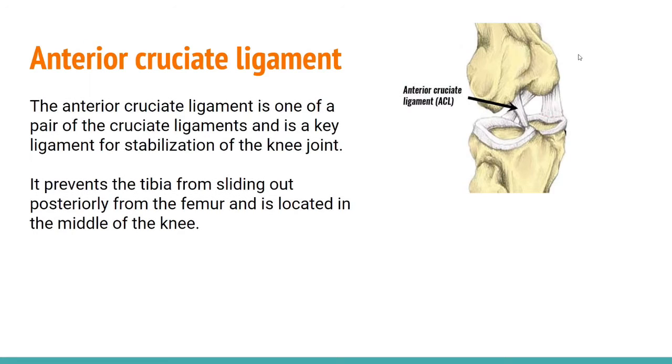The anterior cruciate ligament, also known as the ACL, is one of a pair of the cruciate ligaments and is a key ligament for stabilization of the knee joint. It prevents the tibia from sliding up posteriorly from the femur and is located in the middle of the knee.